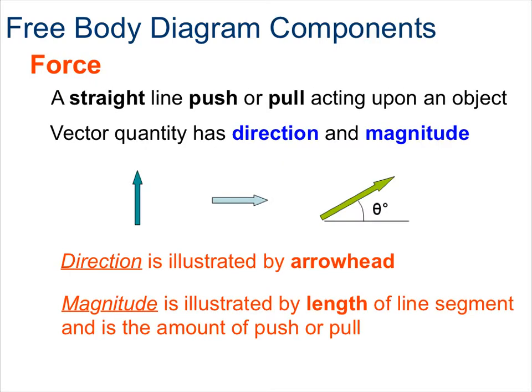Recall that pushing or pulling on an object is applying force. We represent force as a vector that includes both the direction and magnitude or size of that force. Direction is illustrated by the arrowhead, and the magnitude is illustrated by the length of the line segment, and this is the amount of push or pull.